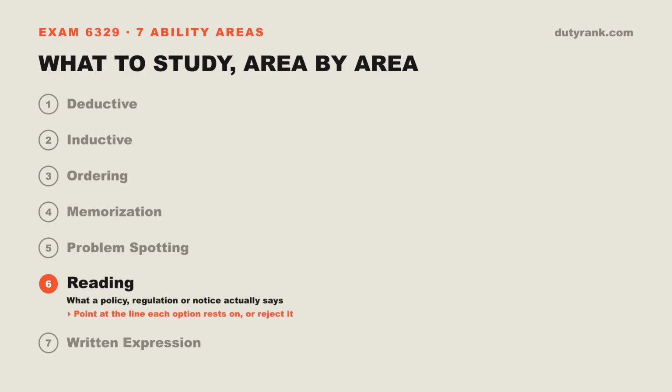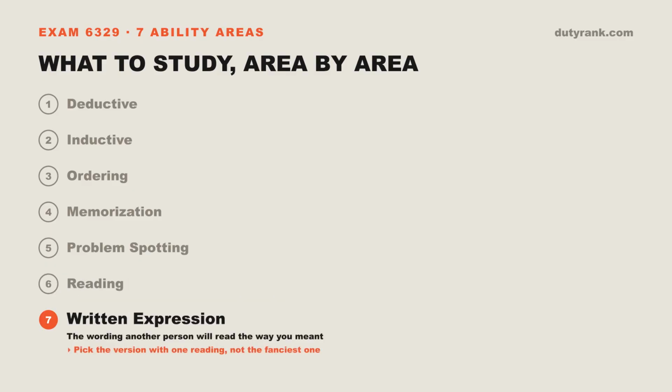Ability Area 6, Written Comprehension. Policies, regulations, notices, signage. You read a passage and answer what it actually says. The discipline is narrow, and it is the whole skill. For every option, point at the line it rests on. If you cannot point at a line, the option is not supported, however reasonable it sounds and however well it matches what you know about the job. Absolutes are worth a second look. A passage that says, where applicable, does not support an option that says always.